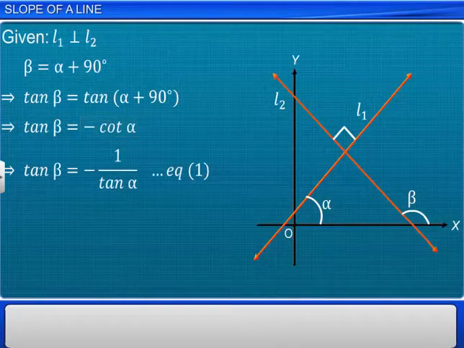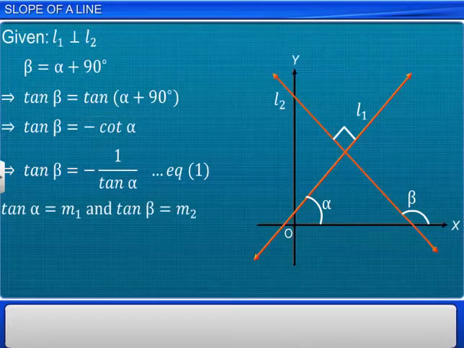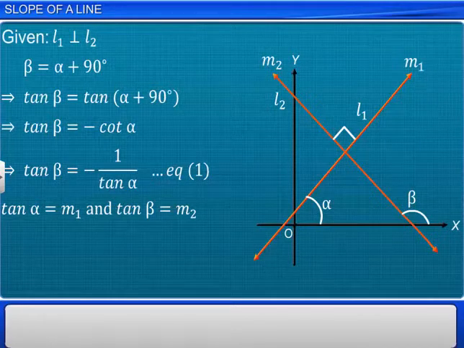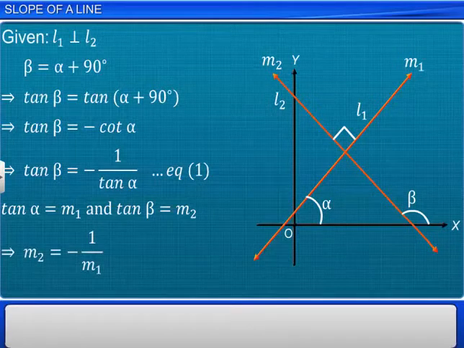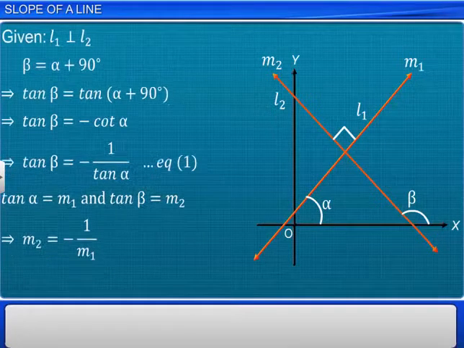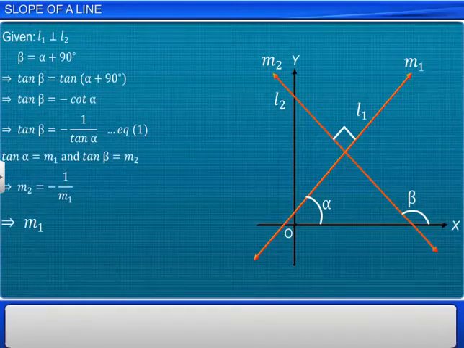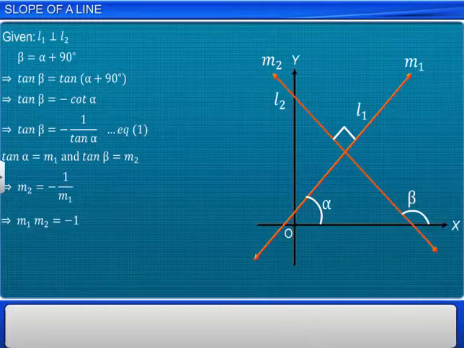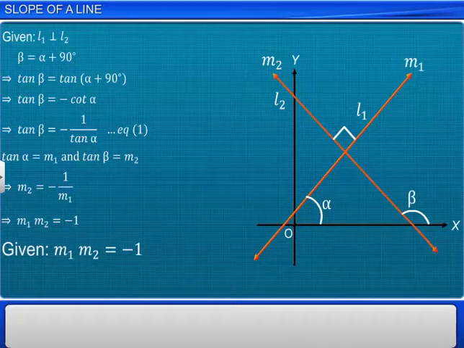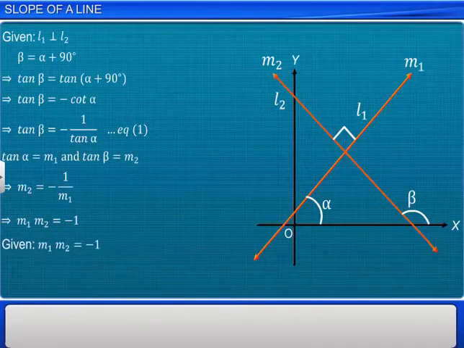Now, tan alpha and tan beta represent the slopes of lines L1 and L2 respectively. Putting these values in equation 1, we see that slopes of two perpendicular lines, L1 and L2, are the negative reciprocals of each other. We can also say that the product of the slopes of two perpendicular lines is equal to minus 1. The converse is also true, that is, if the product of the slopes of two lines is minus 1, the two lines are perpendicular to each other.